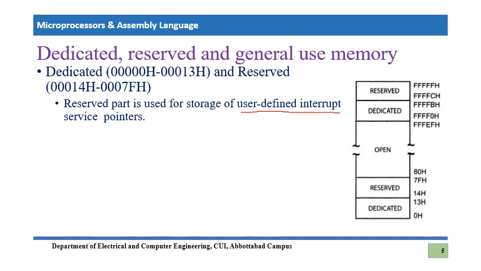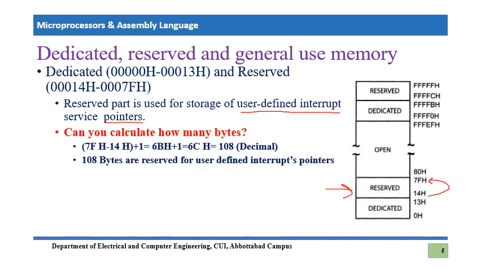But since there can be user defined interrupts, they must be stored somewhere, and similarly the addresses of those locations must be known by some pointers, and those pointers are stored here in this reserved portion. Again, we are going to deal with the same questions. How many bytes of information can be stored in this reserved part of memory? We have to subtract the minimum address from the maximum address to calculate the number of bytes, and so it's quite easy.